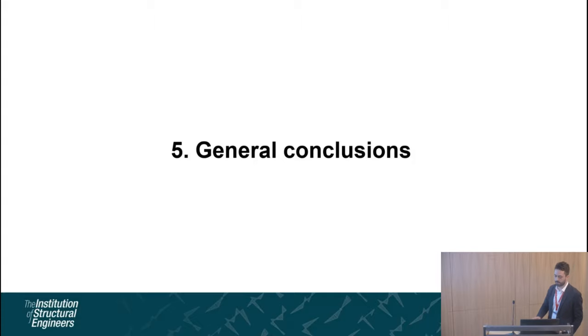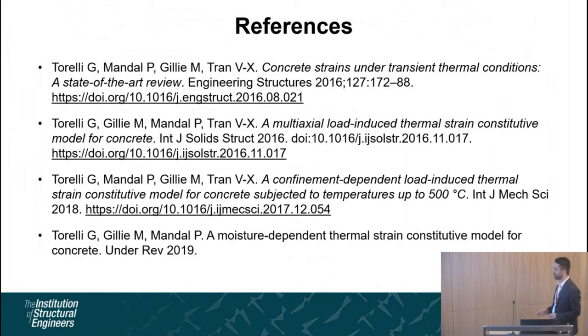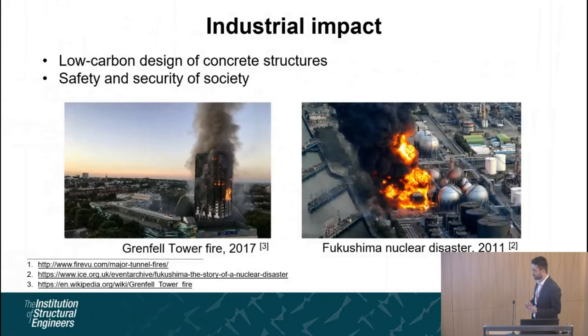Okay, let's move on to the general conclusions of this work. From a scientific point of view, the fundamental contribution to knowledge of this work is the formulation of a new concrete material model for high temperature that accounts for the effects of confinement of the stress state and moisture content of the material. This model has been disseminated through a number of publications, so if you wish to know more, you can refer to these references here. Now, from an industrial perspective, this model represents a reliable tool for the assessment of structures subjected to high temperatures. And this, in turn, enables the design of low carbon structures, so we can confidently design slender members and slender elements. And of course, it represents a key contribution to safety and security of society.